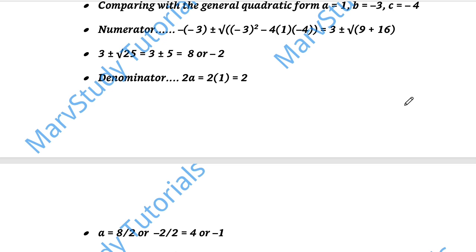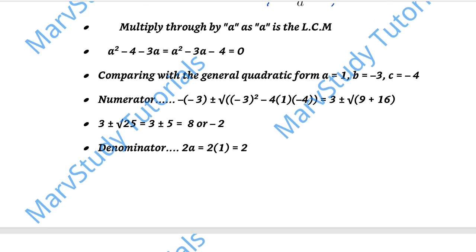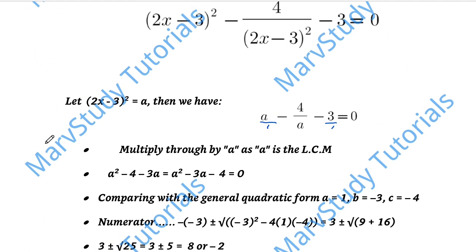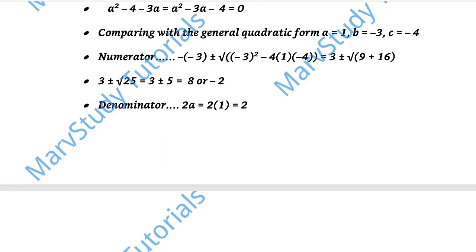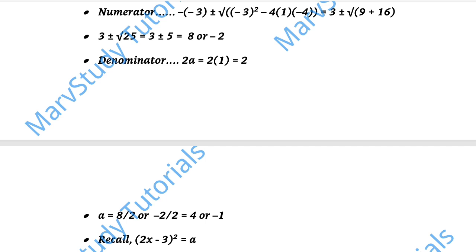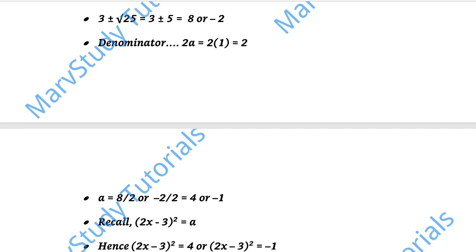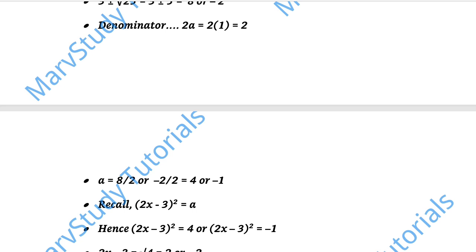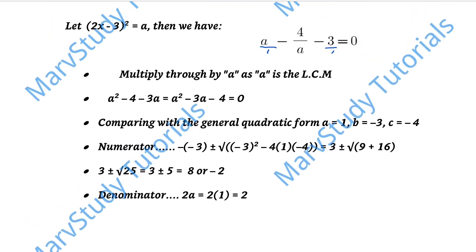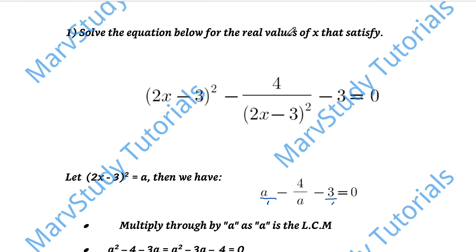So if we go back earlier in this equation, remember what we did. We said that let (2x - 3)² be equal to a. So we could basically say that (2x - 3)² is equal to 4, or (2x - 3)² equal to -1. We'll only be solving the first part of this equation because according to the question, we're told to get the real values of x that satisfy.